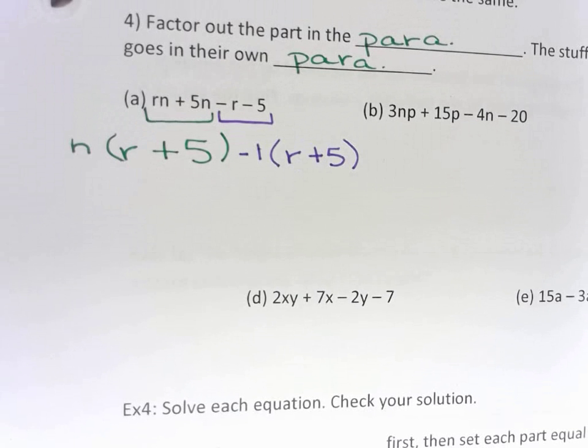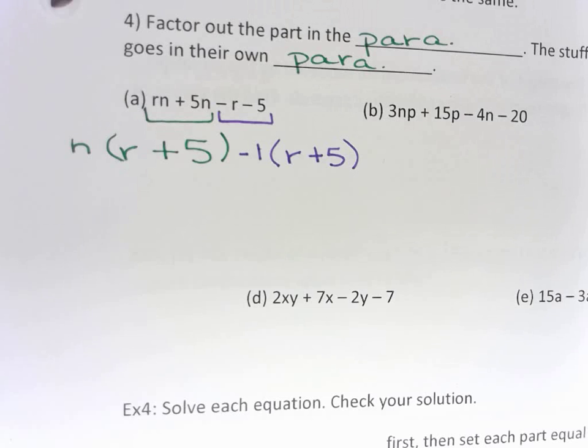So, is this factored? Is it only written as multiplication? No. Why? What part tells you that this is not all the way factored? The negative in the middle. That's a minus. So I'm subtracting stuff. Factoring has to be written as multiplication.